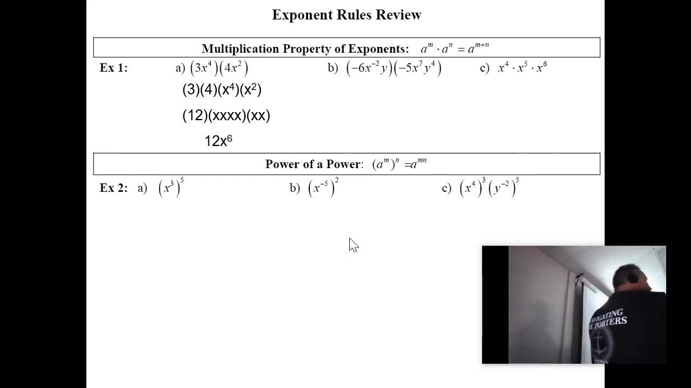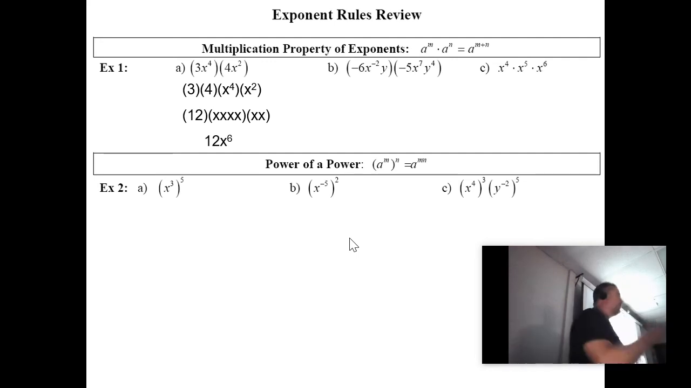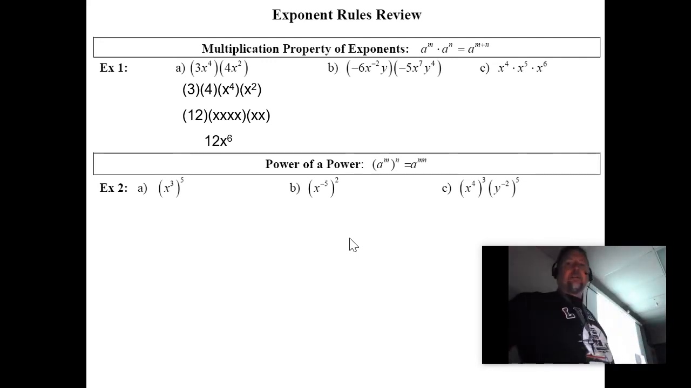The reason behind things. A lot of times I get my students flipping coins. X to the fourth times x squared is x to the eighth. I multiply the exponents. No, you reversed the rule. You're not thinking. All right. And that's why I did all this.